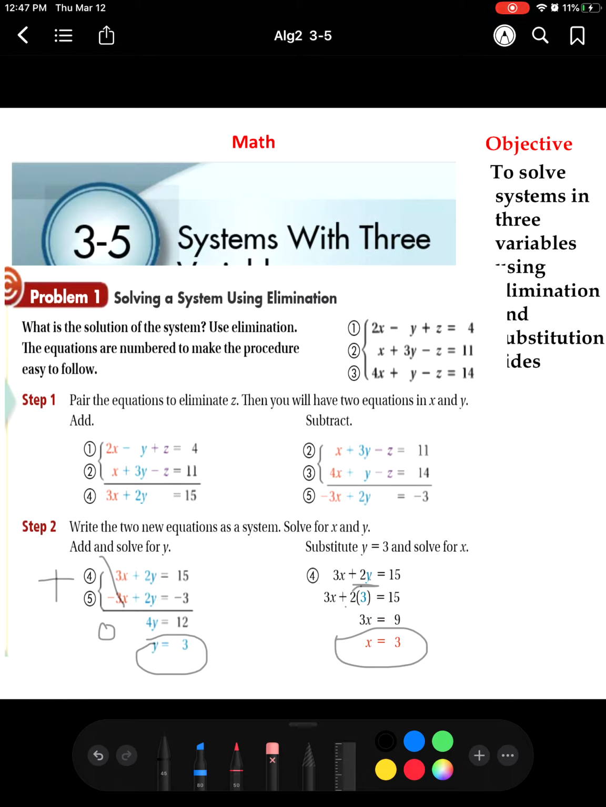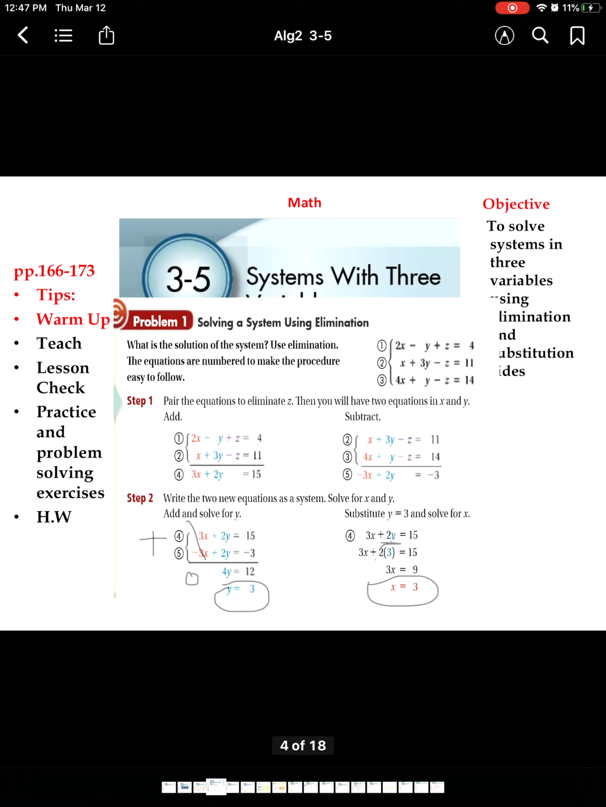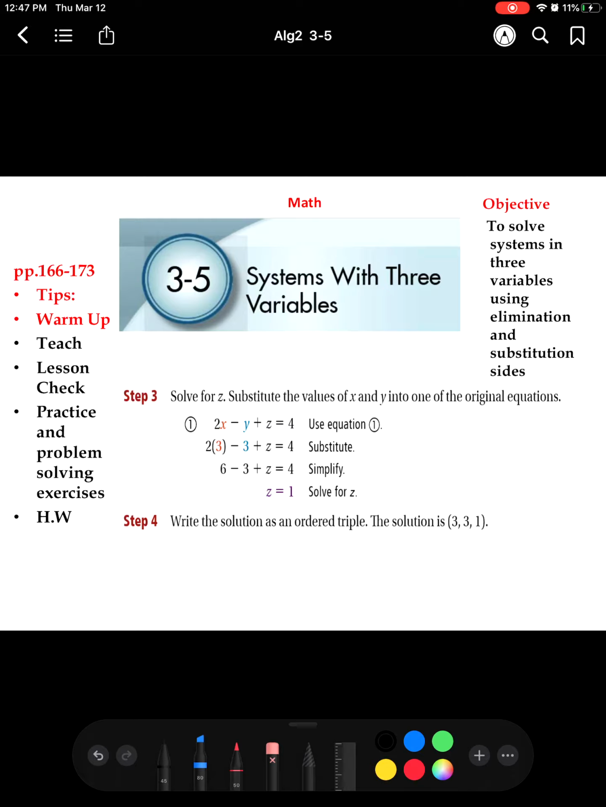Now I have two values. I have the y value and the x value. What do you think I will do to get the third one? I'll go to any of the equations from above, which we chose equation number 1, and I will substitute x equals 3 and y equals 3, and I will get z, which is my third variable.